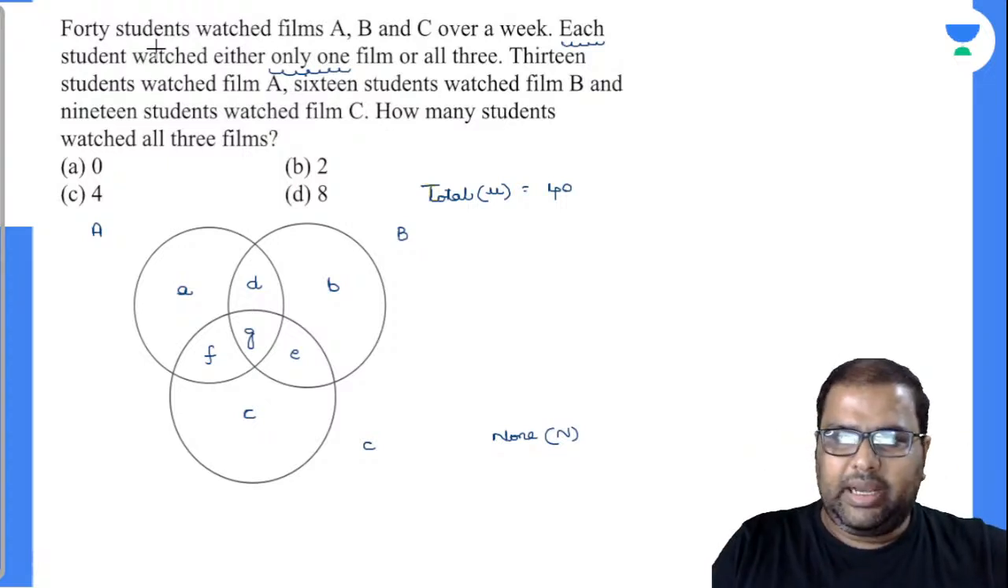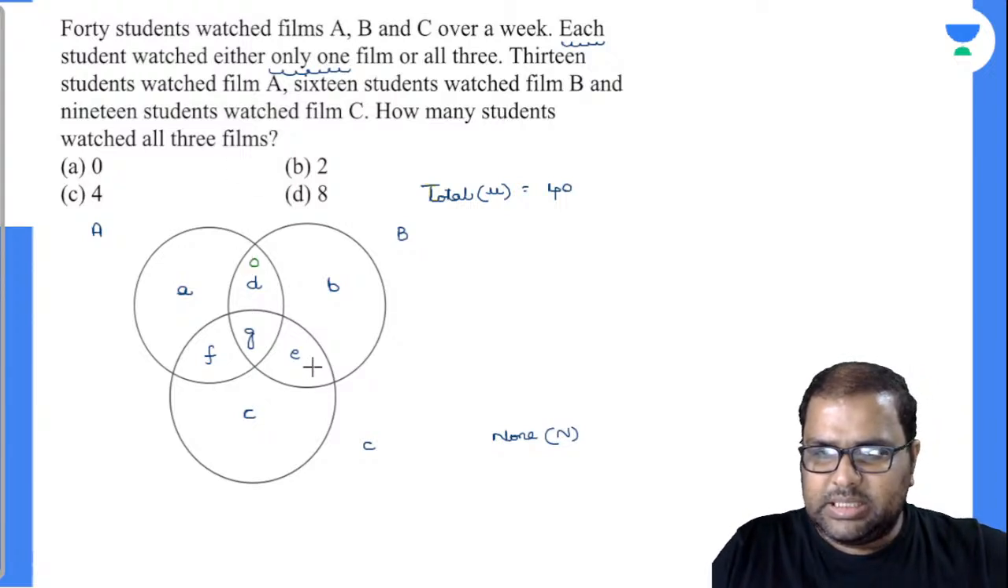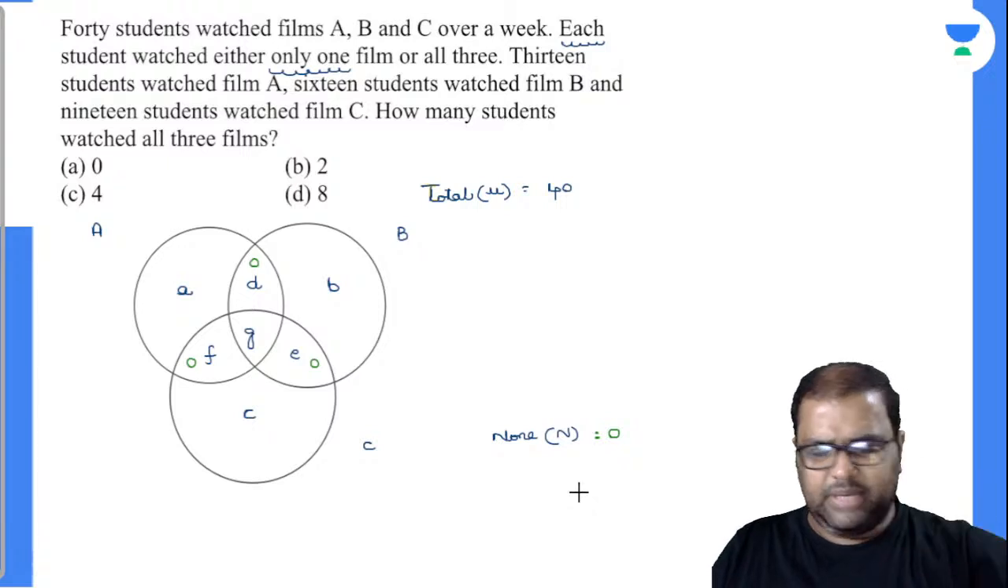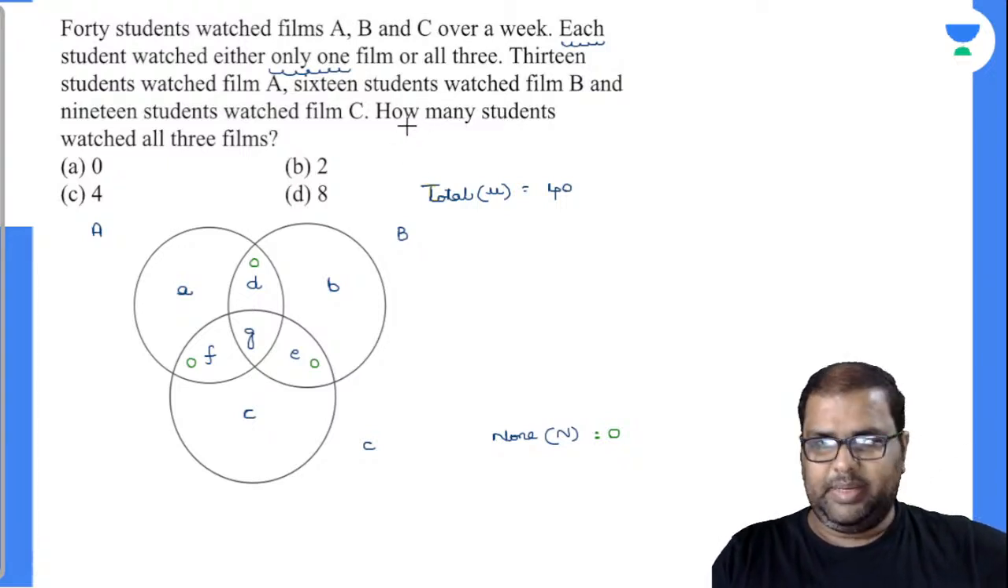By this, what can I write down? My exactly two values have to be 0. By this, you can decide this. P value is 0, E value is 0, F value is 0. And my none value will also be 0 because there are no such students who didn't watch a movie. This was asked in the 2018 mechanical examination.